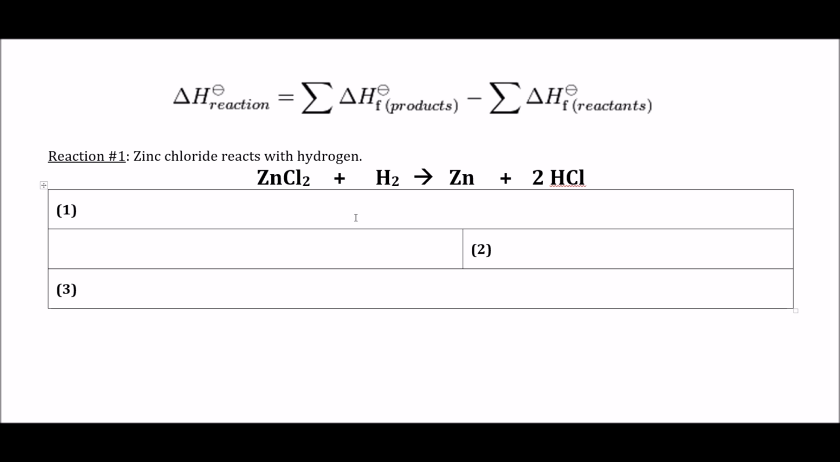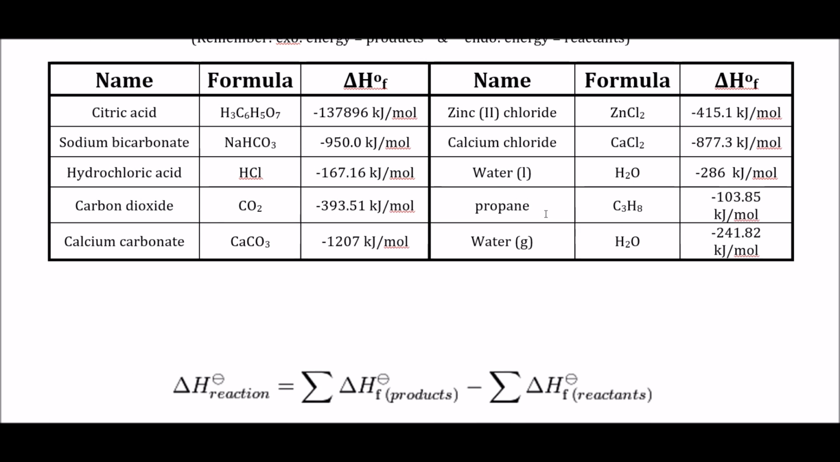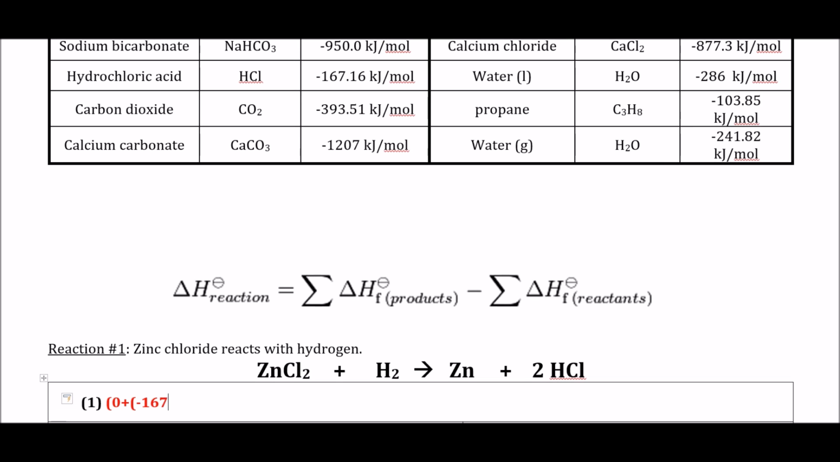If we were to do this, all we need to do is take the heat of formation for zinc, which is 0, and add the heat of formation of the hydrochloric acid, the HCl. Well, what is the heat of formation for HCl? Let's take a look at our chart up here. Here is HCl, and the heat of formation for HCl is this. So we have to add negative 167.16.